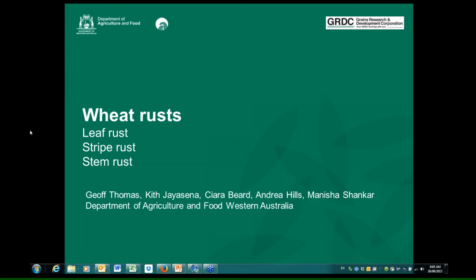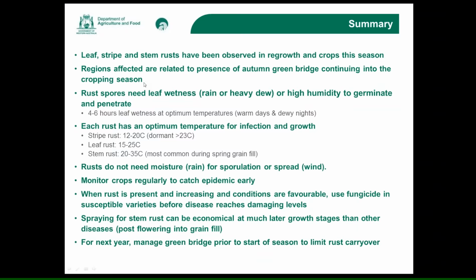Today we're going to be talking about wheat rusts, which is a pretty topical subject at the moment, and I think will continue to be topical throughout the rest of the season. What I plan to do is just go through some general points about rust diseases, and then follow up with a little bit of specific discussion on each of the rust diseases.